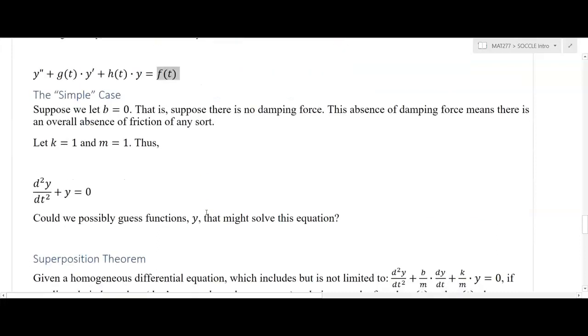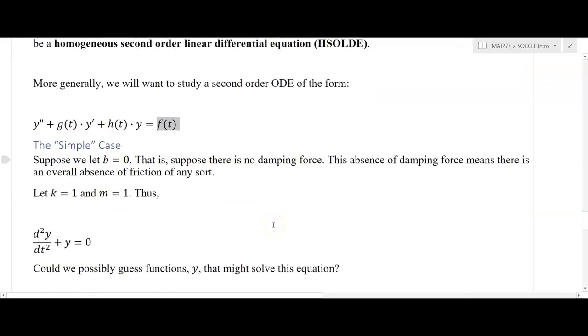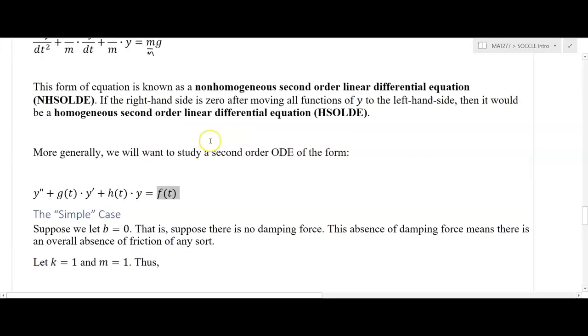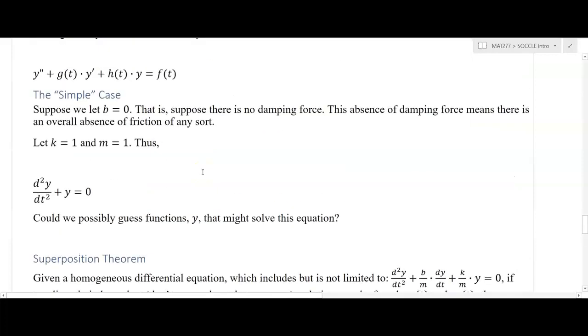So let's go ahead and take a look at the simple case. Suppose we let B equal 0. That is, suppose there is no damping force. This absence of damping force means there is an overall absence of friction of any sort. Now going forward for a little while, we're going to assume there's no forcing function. We're going to focus on the homogeneous case.